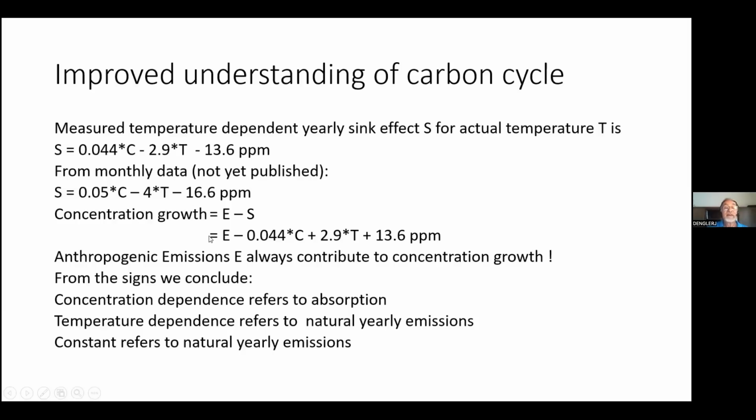So for the concentration growth, I use now the more conservative number. Concentration growth is emissions minus 4.4% of concentration plus 2.9 times the temperature anomaly plus 13.6 ppm of constant natural emissions. So also from this formula, we see anthropogenic emissions always contribute to concentration growth. Yeah, there is no way to debate them away.